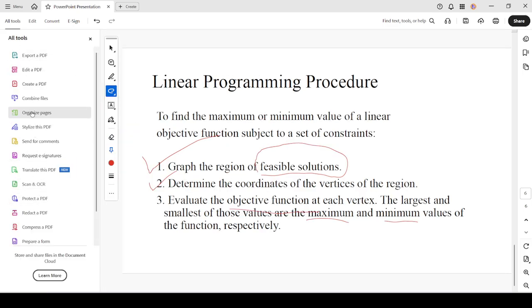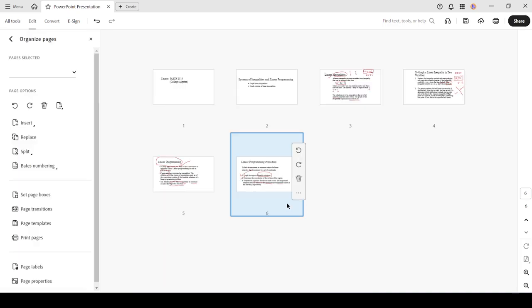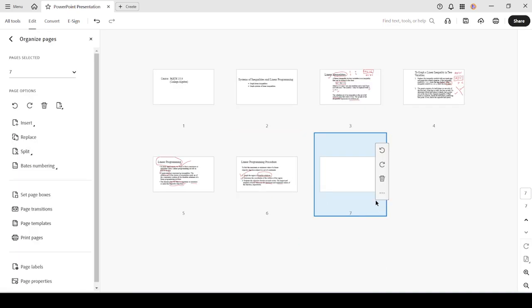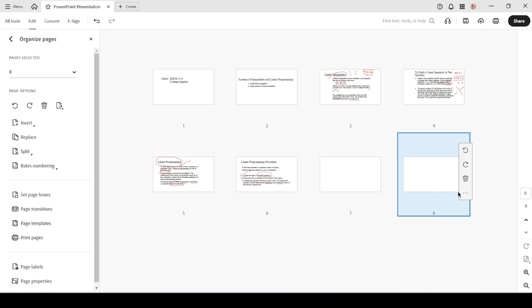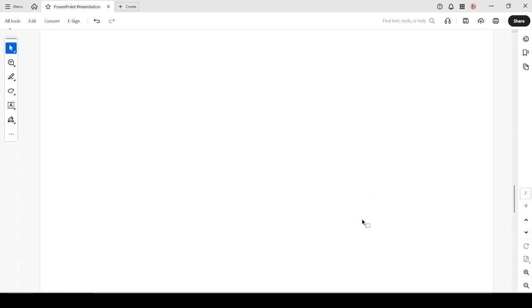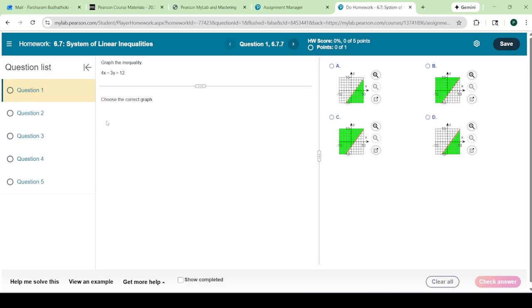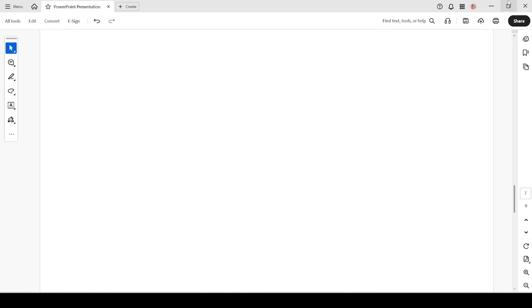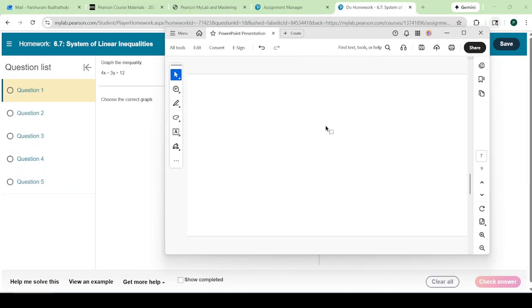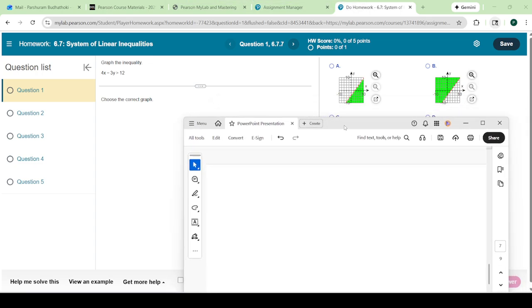Let's see a couple of examples from homework. This one, graph the inequality. So 4x minus 3y is greater than 12. So first of all, you graph 4x minus 3y equals 12.